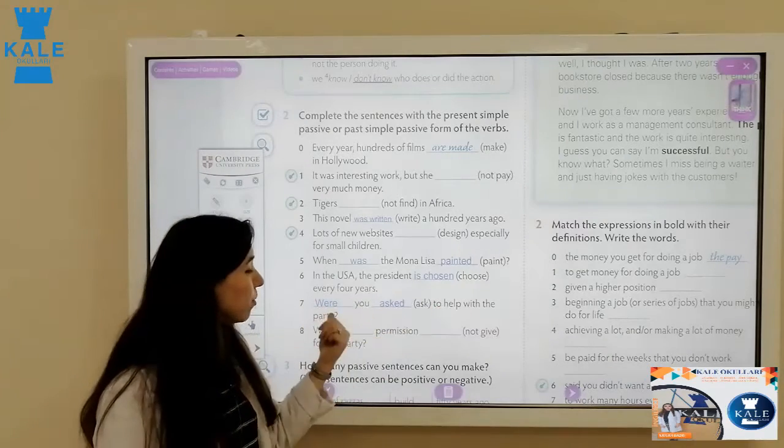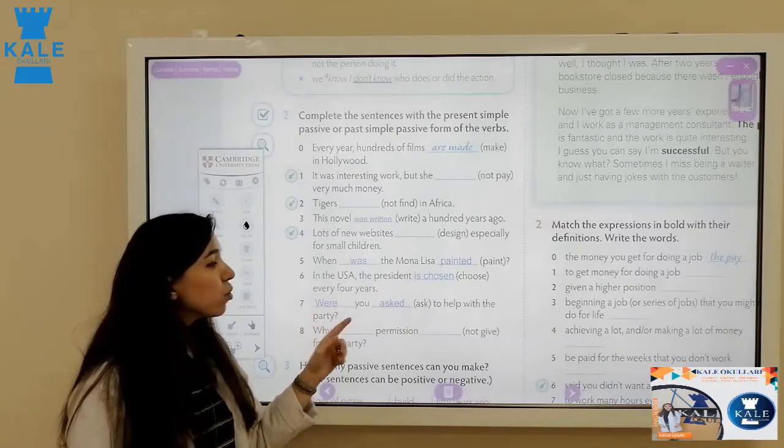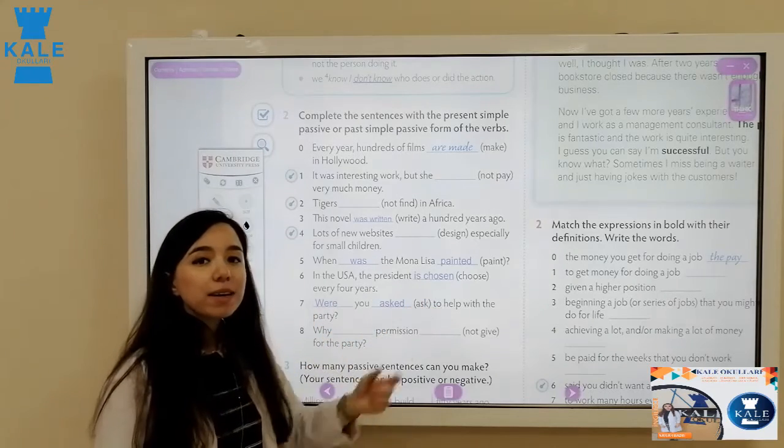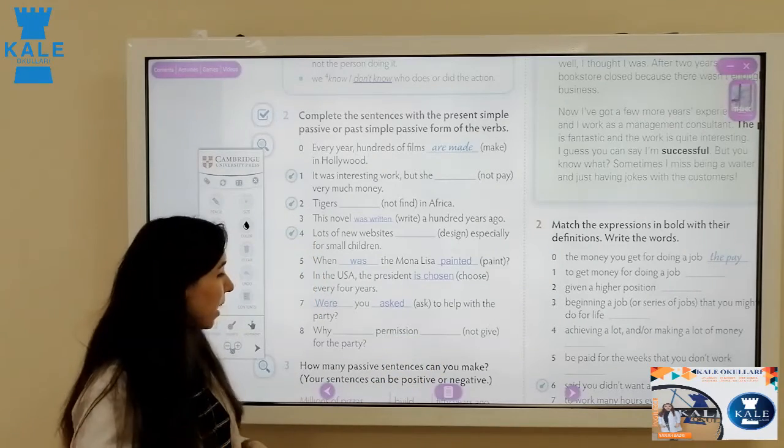Were you asked to help with the party? Who? Again, it's not important. Just we want to understand what is the action helping. Here, help is important for us because our action is help.